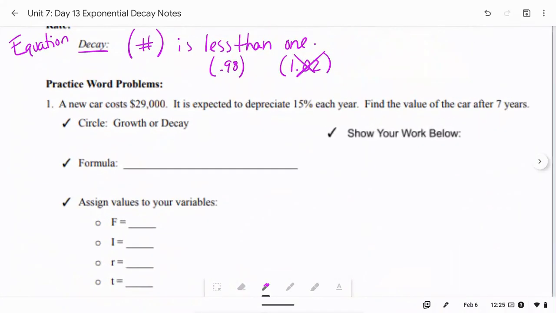Okay, so let's apply this to some more word problems. So in this first example, a new car costs $29,000. It is expected to depreciate 15% each year. Find the value of the car after 7 years. So the reason why I know that this is a decay problem is because of that keyword depreciates. So the formula is F equals I(1 minus R)^t.